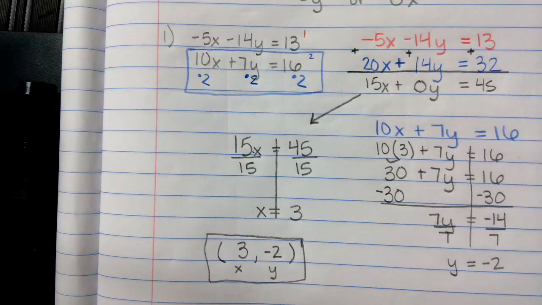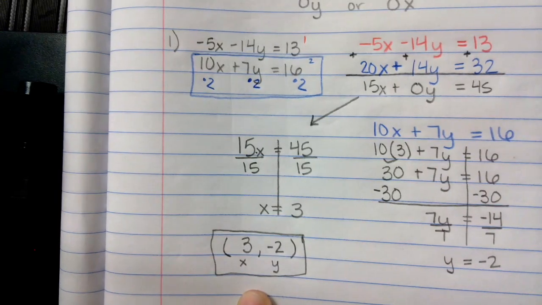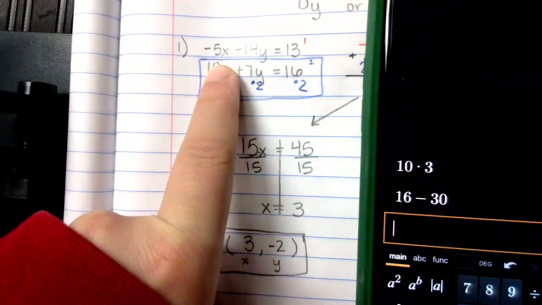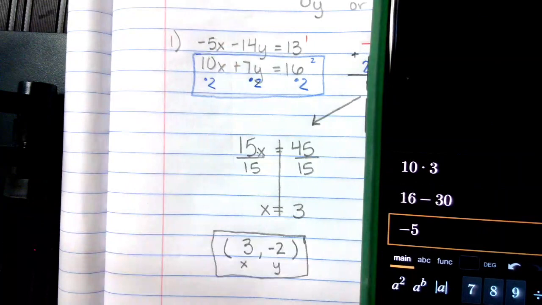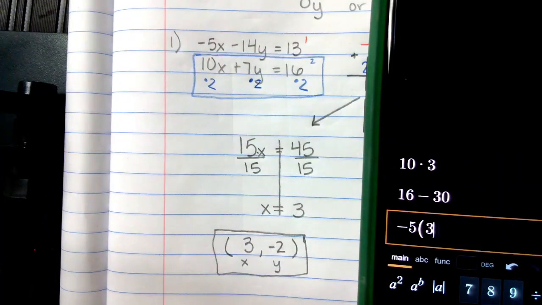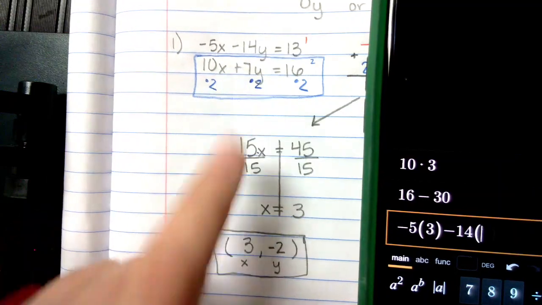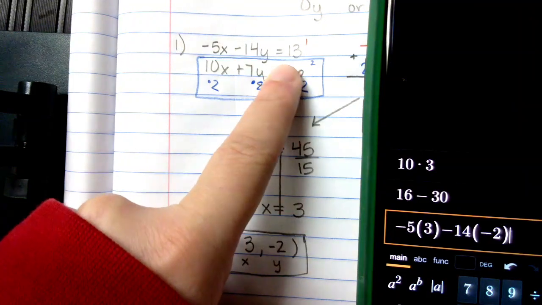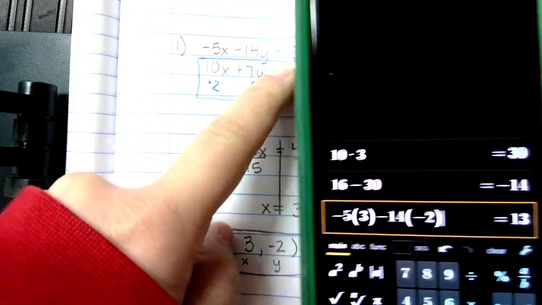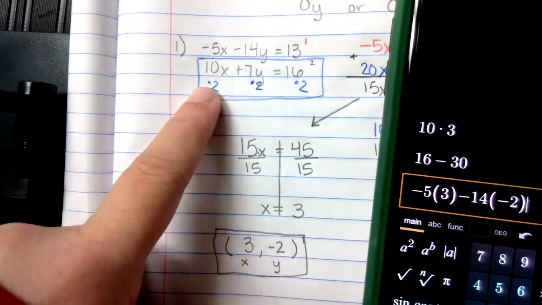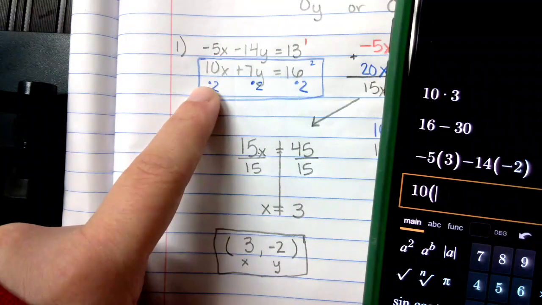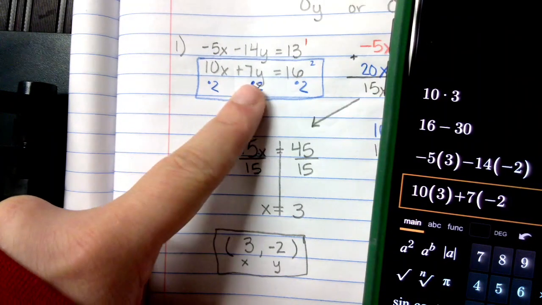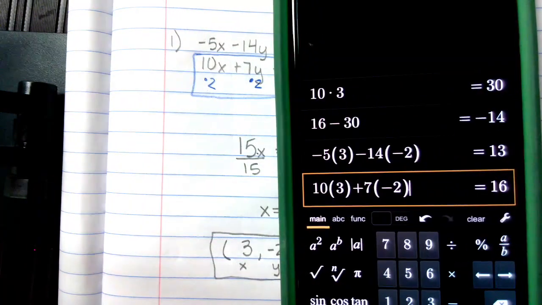All right. How can I check my work? How do I know if I'm right? Good. Put it back into the equation. So here I could do -5, and then instead of x, what number do we want to use? 3, minus 14 times -2. And what do I want my answer to be? 13. Yep, 13. All right, then the same thing here. 10 times, what's my x? 3. Plus 7 times, what's my y? And what do I want my answer to be? 16. We get 16, so we know we're right.